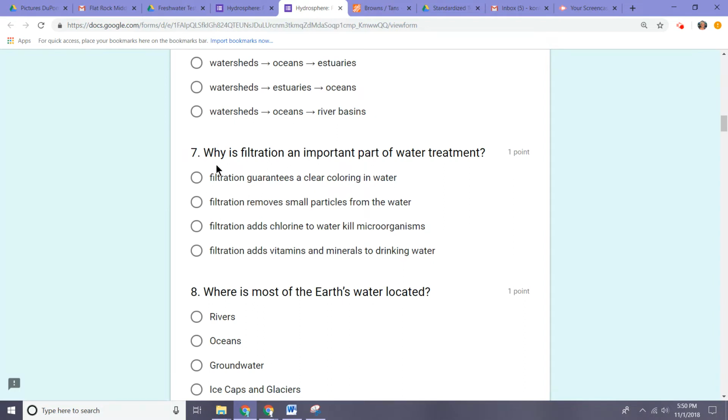Number 7. Why is filtration an important part of water treatment? Filtration guarantees a clear coloring in water. Filtration removes small particles from the water. Filtration adds chlorine to water, killing microorganisms. Filtration adds vitamins and minerals to drinking water.